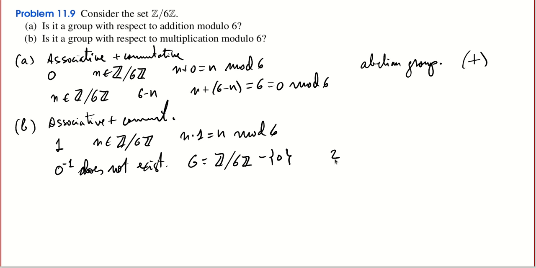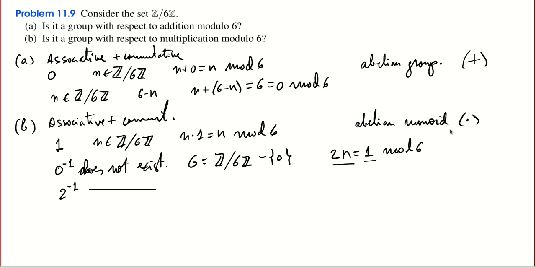The reason is, in order to find the inverse of 2, we need to find an n such that 2n is equal to 1 modulo 6. But that's impossible, because this is always an even number and this is always an odd number, and this equality is impossible, right? So 2 does not have an inverse. So again, this does not exist, right? So this is just an abelian monoid with respect to the product, right? Even if we suppress the 0, it's still an abelian monoid.